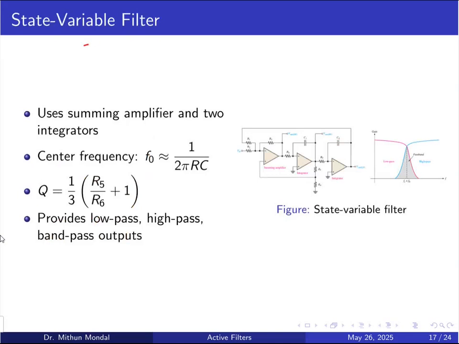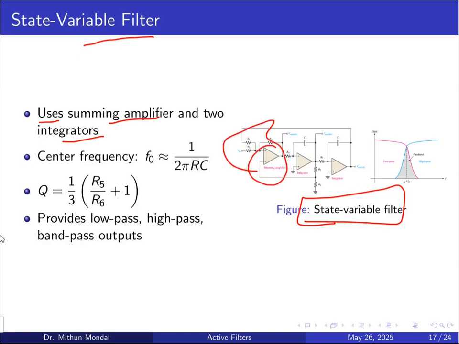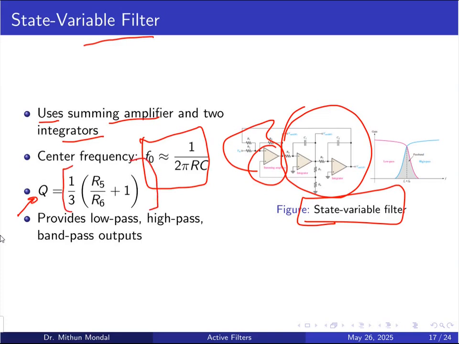State variable filter is one of the other types of filter which uses a summing amplifier and two integrators. So here we have a circuit of a state variable filter, with a summing amplifier and then two integrators, and the center frequency in this case again will be 1 by 2 pi RC, and the quality factor is given by 1 by 3 R5 by R6 plus 1.